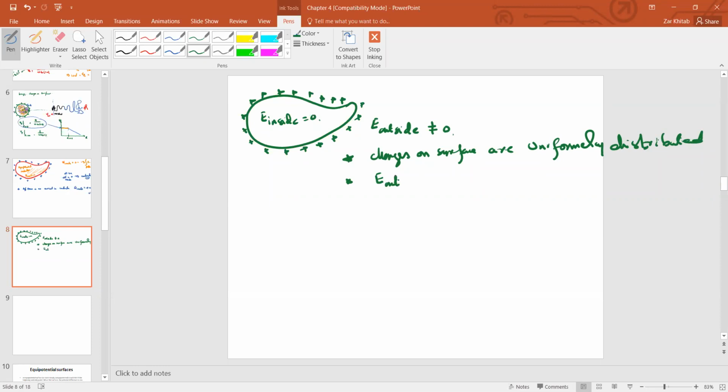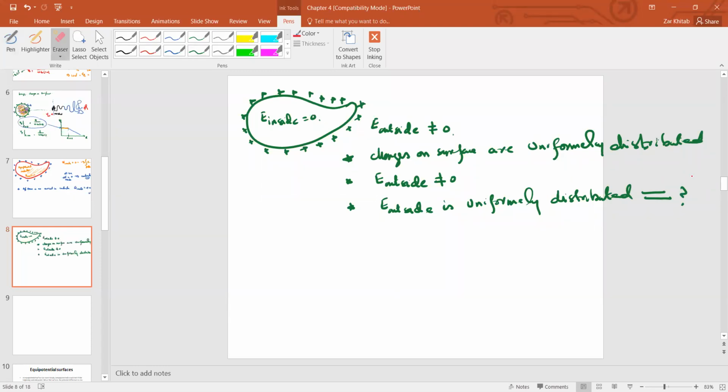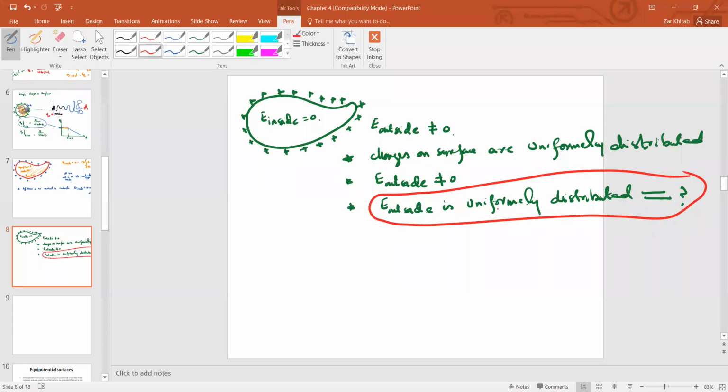E outside is not zero. Is E outside uniformly distributed? It's a question mark. What do you think? E outside is uniformly distributed or non-uniformly distributed? Charges are uniformly distributed, but is E outside uniformly or non-uniformly distributed? So this is a question, and we need to find this out.